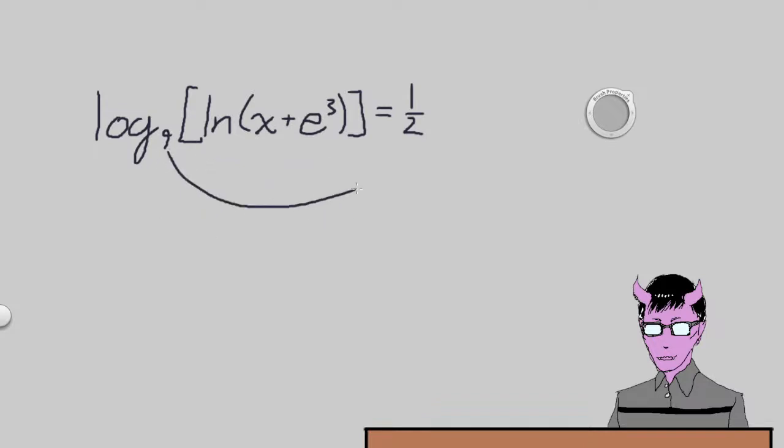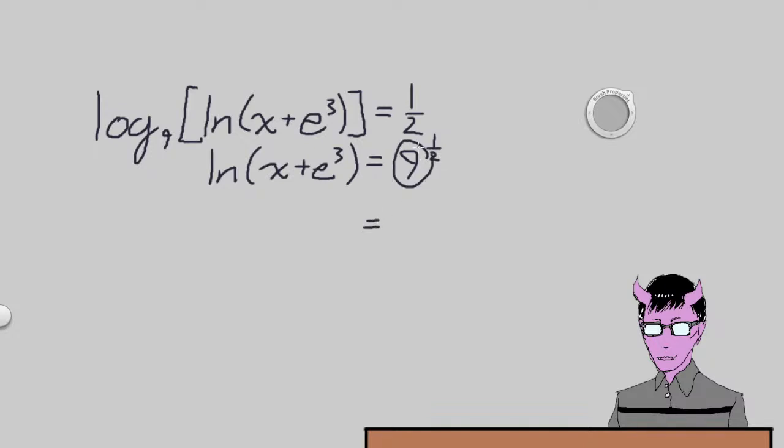So 9 to the power of 1/2 equals what's inside the brackets. So inside the brackets is natural log x plus e to the power of 3, which is equal to 9 to the power of 1/2. Which is just square root, right? So 9 is just going to be 3 to the power of 2. We are raising that to the 1/2 power. So distributive property, 2 cancels with 1/2, leaving just 3.